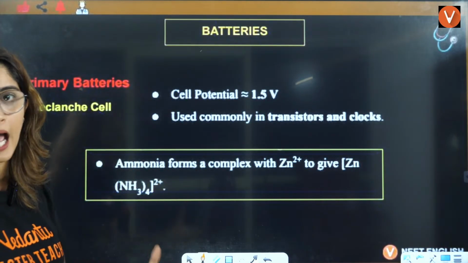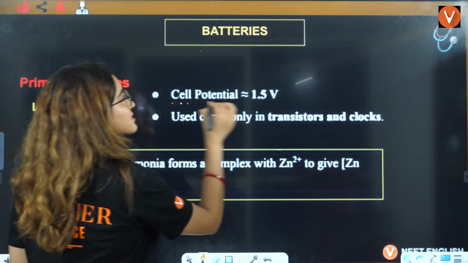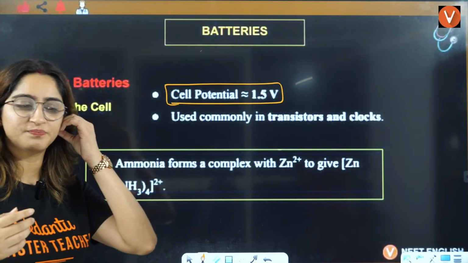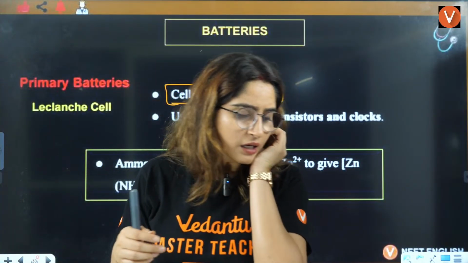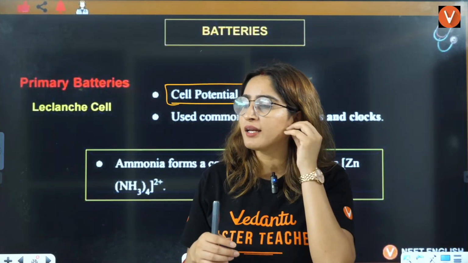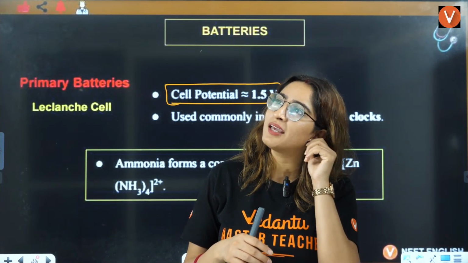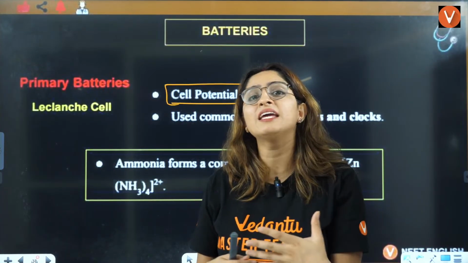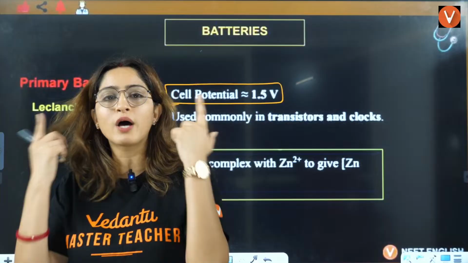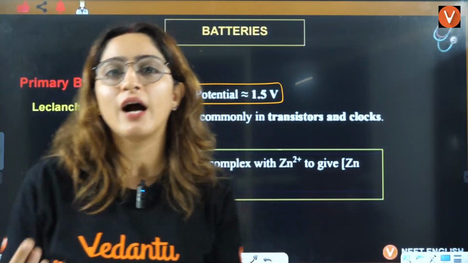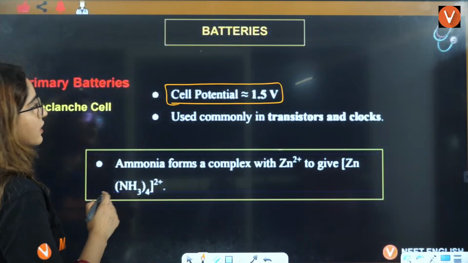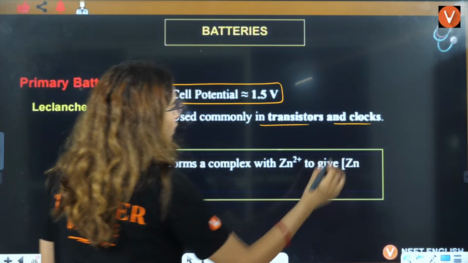All I can tell you is the applications here. You can see the cell potential is very low. That's why these are used in our earphone machines, I mean hearing aids, right? It is used because we can't have that much high voltage connected to our body. So that's why the cell potential is very, very low here. Used in transistor clocks, right?